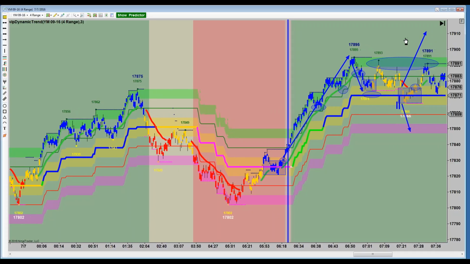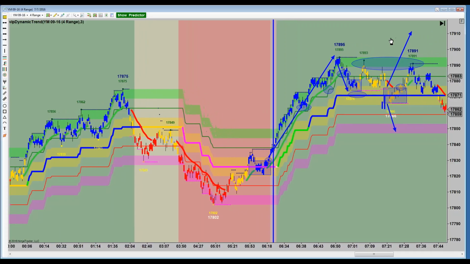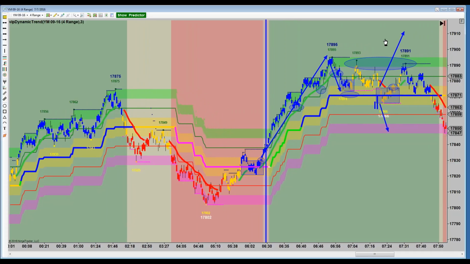Let me help you out. Get one more little bounce. We come back to the mid-band. We don't get a bounce there. And it plows right through it. It's getting toppy up here.